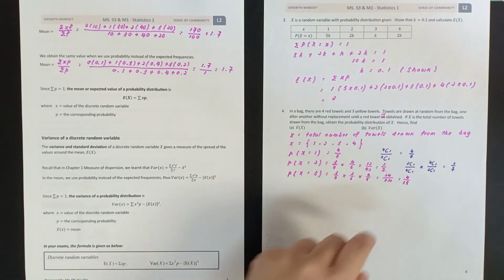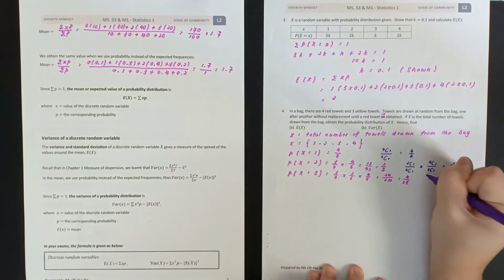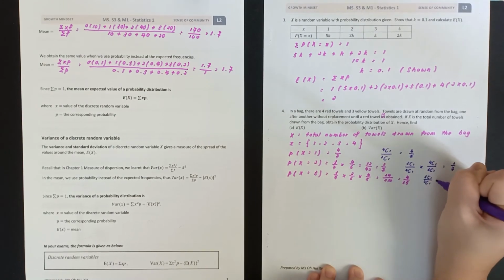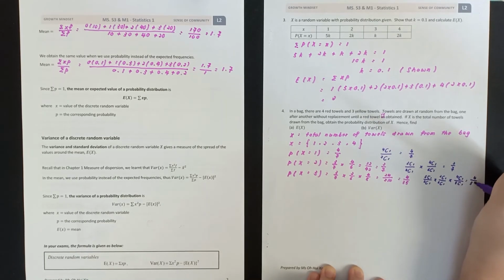So same thing here, you cannot do 7C3 because you are not going to combine them together and pick at one shot. If you want to do this, then it will be 3C1 over 7C1, then times 2C1 over 6C1, then the third time out of the 4, you are going to pick 1 over 5C1, which gives you the exact same answer.